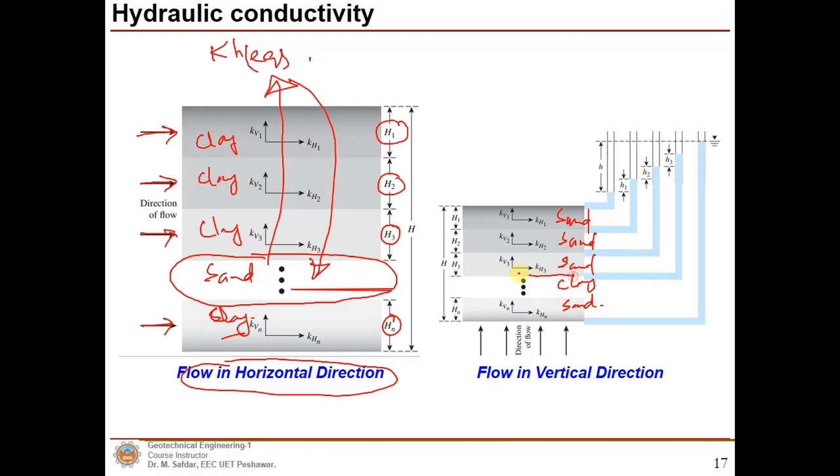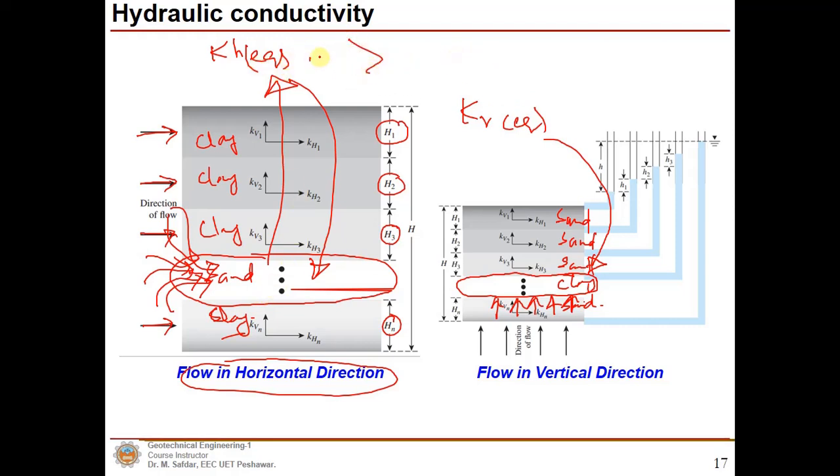However, in case of vertical flow, Kv equivalent will depend upon the layer which has the smallest coefficient of permeability, because the coefficient of permeability of that clay layer is very small. However, in the case of Kh equivalent, the flow will occur through the highly permeable soil layer. Therefore, the Kh equivalent value will be greater than the Kv equivalent.